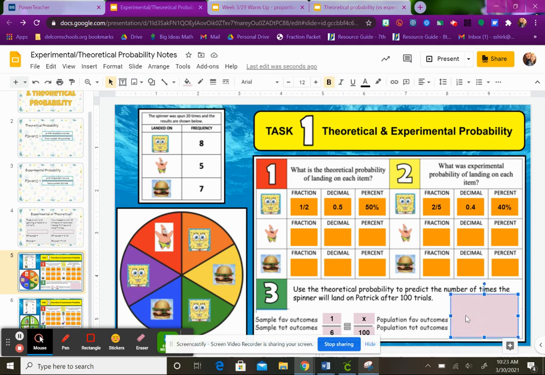We end up getting like 16.7, which doesn't really make sense when you're talking about how many times I'll land on Patrick. So we rounded up to 17. So that's all you're going to do for me today. When you're finished, you can work on Excel for a little bit, but that's about it.